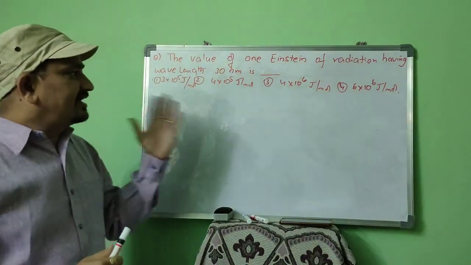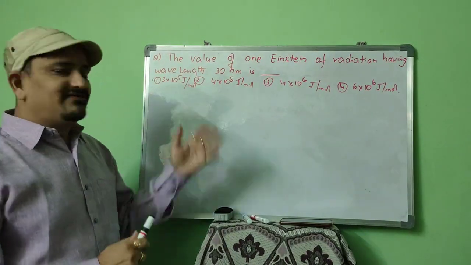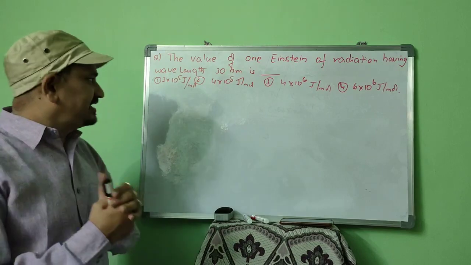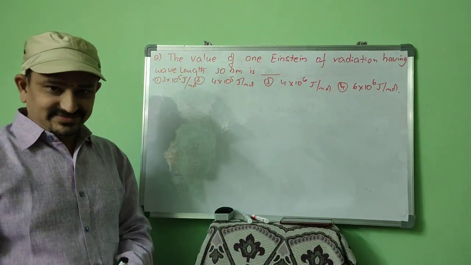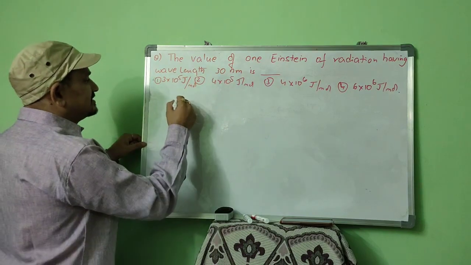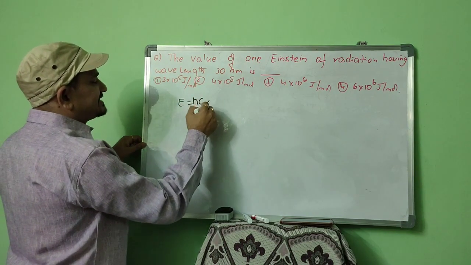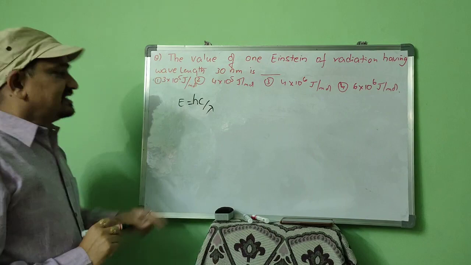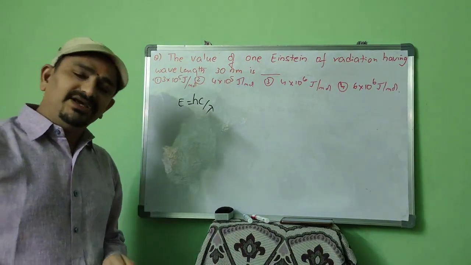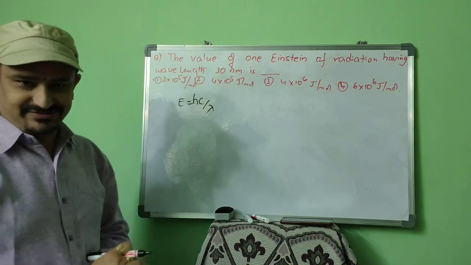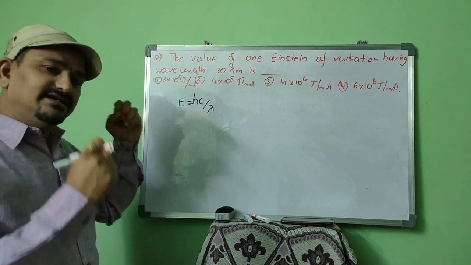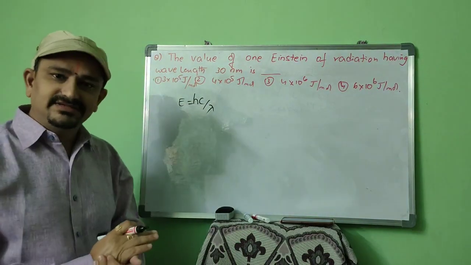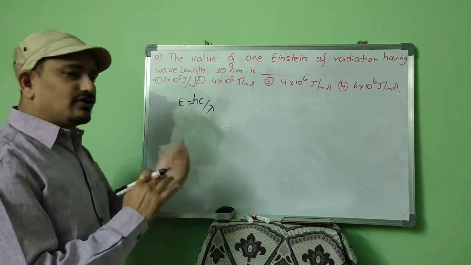The value of 1 Einstein of radiation having a wavelength of 30 nanometer. Usually, when wavelength is given and energy is asked, okay, what's the formula we use? E is equals to hc by lambda. Even for this question also, majority of students will use the same equation. When wavelength is given, energy is asked, majority of students will follow this line. But you will get a wrong answer.